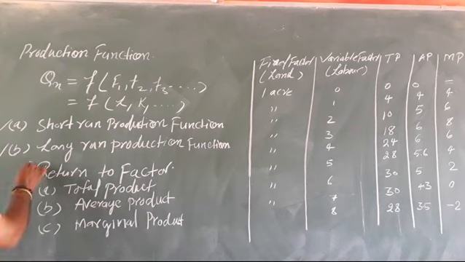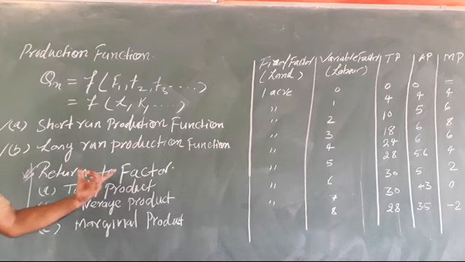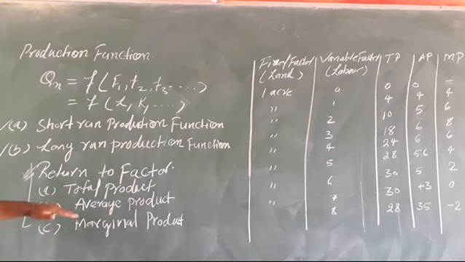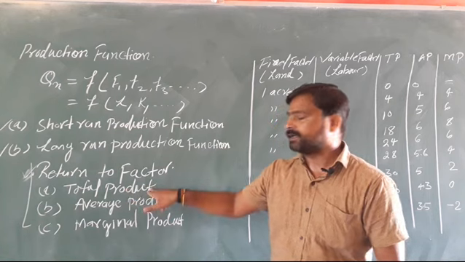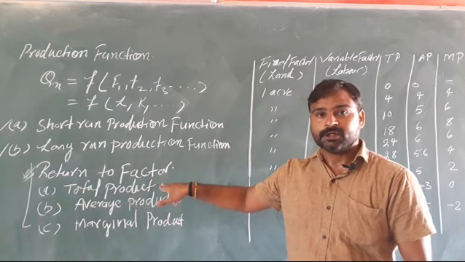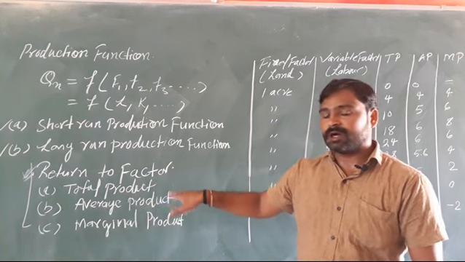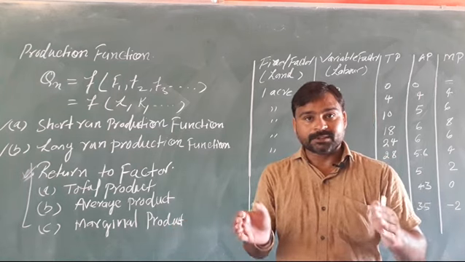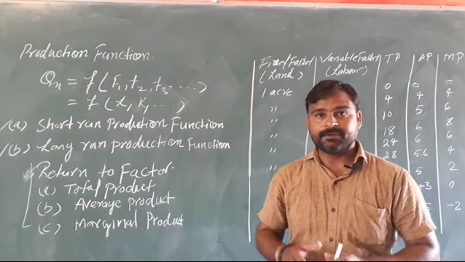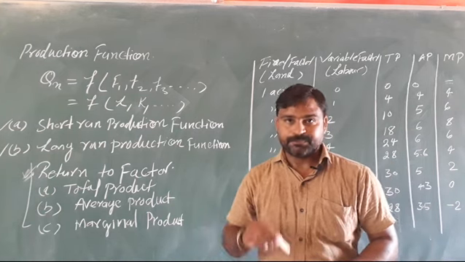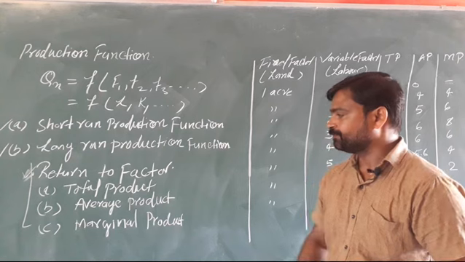So first we will talk about short run production function, return to factor. In this we first have to understand total product, average product and marginal product. Total product, or total physical product, can be defined as the total quantity produced by the producer with the use of a variable factor along with some fixed factors of production, say the use of labor with the fixed factors of capital and land.